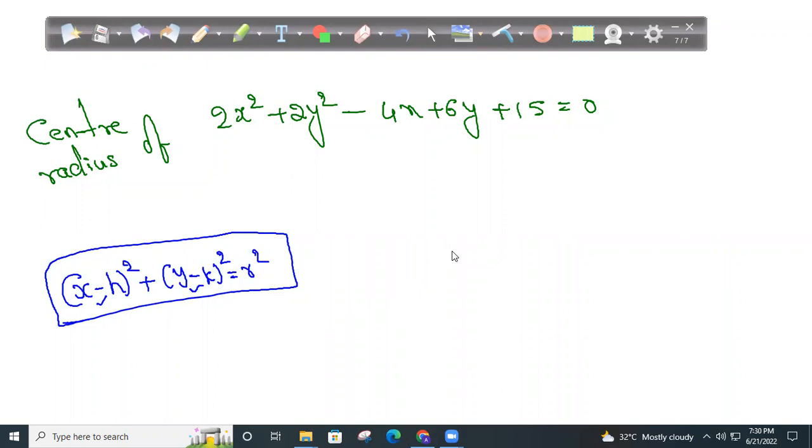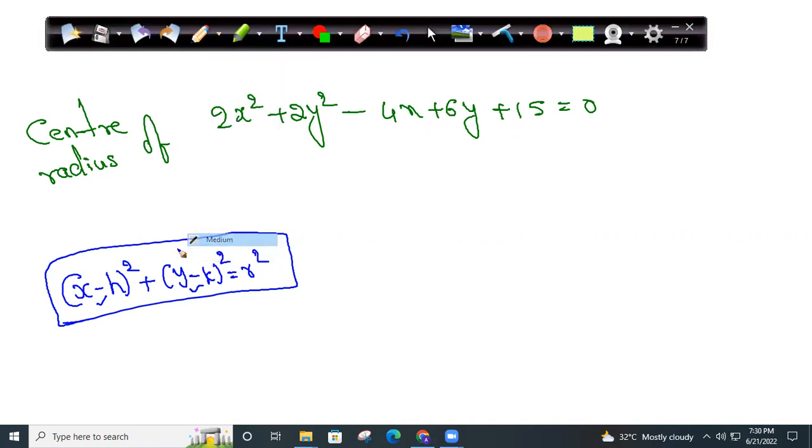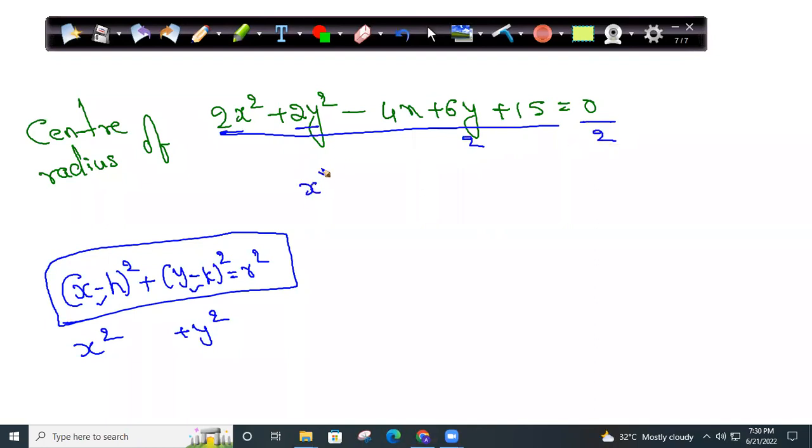Okay. Please do remember what is the standard form of equation of circle? x minus h whole square means x square and y square. So in a circle, you should have only x square and y square. You cannot have 2 before that. So what is the first thing that you need to do? Divide by 2 on both sides. So this becomes x square plus y square minus 2x. Simple. Instead of giving this equation, I gave this equation.